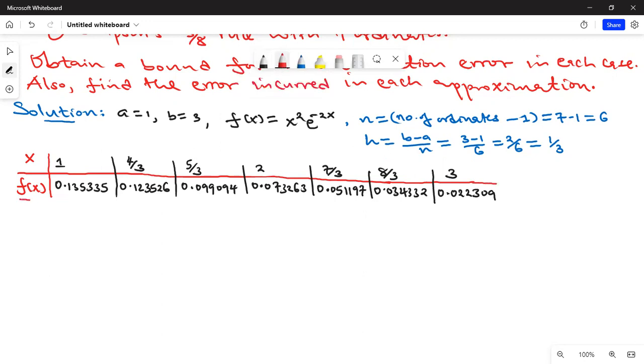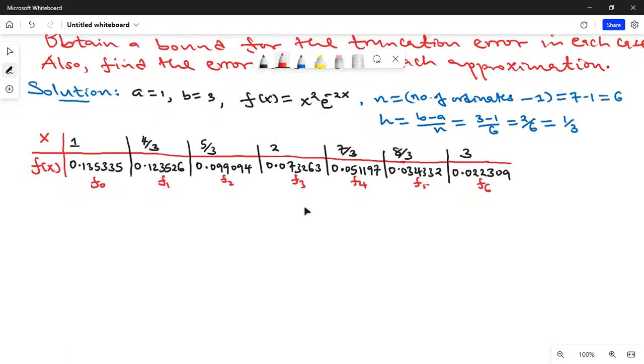Now, once we have this table, the next thing is to show you how to use the table. Once you have the table, this is what you're going to do. You write here f0, f1, f2, f3, f4, f5, f6. So we can now answer the question, part A all the way up to part C.